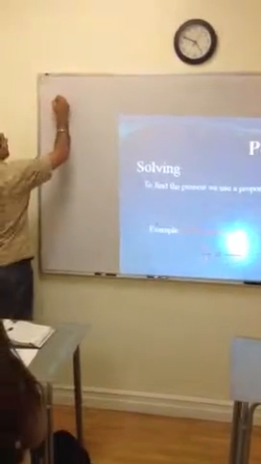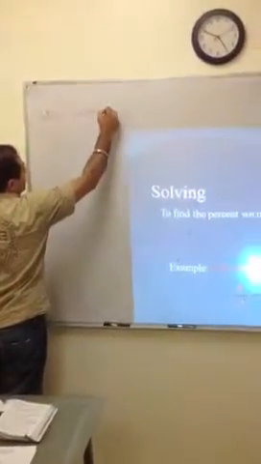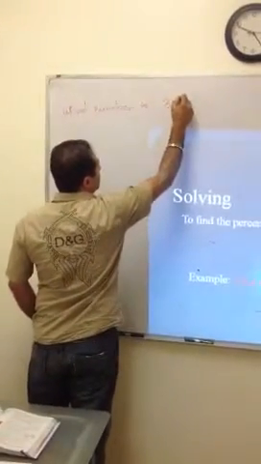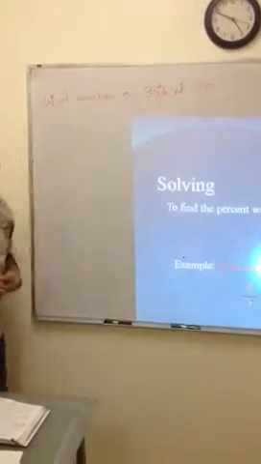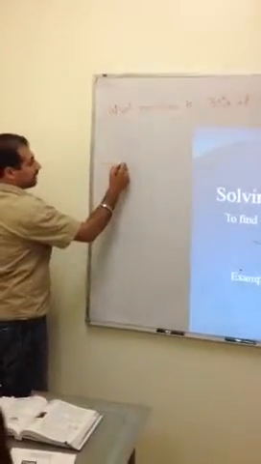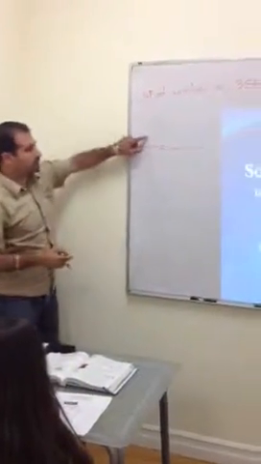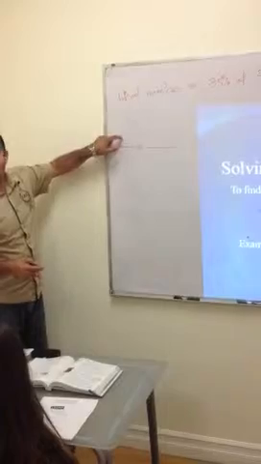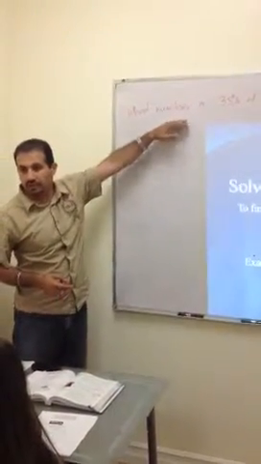So if I ask you, what number is 35% of 70? So how do we set it up? We say fraction bar equals fraction bar. What goes on top? Is. What is our is in our sentence?